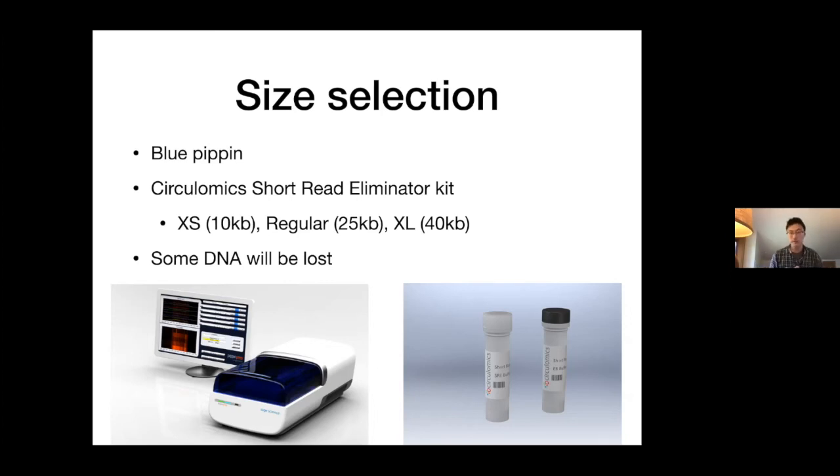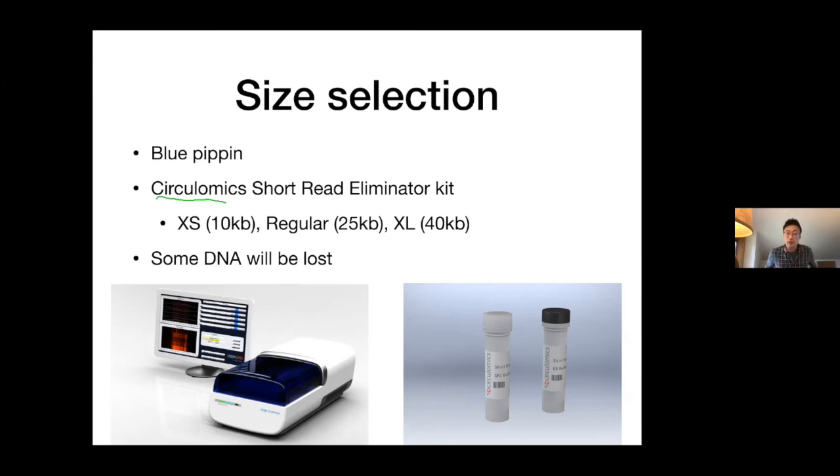It's more expensive because, of course, you need to have this equipment. I think Cornell has this as well, but again, it takes several days, sometimes several weeks for them to get this going, and you tend to lose a lot of DNA in this process. What we end up doing in our lab is to do Circulomics short read eliminator kits.